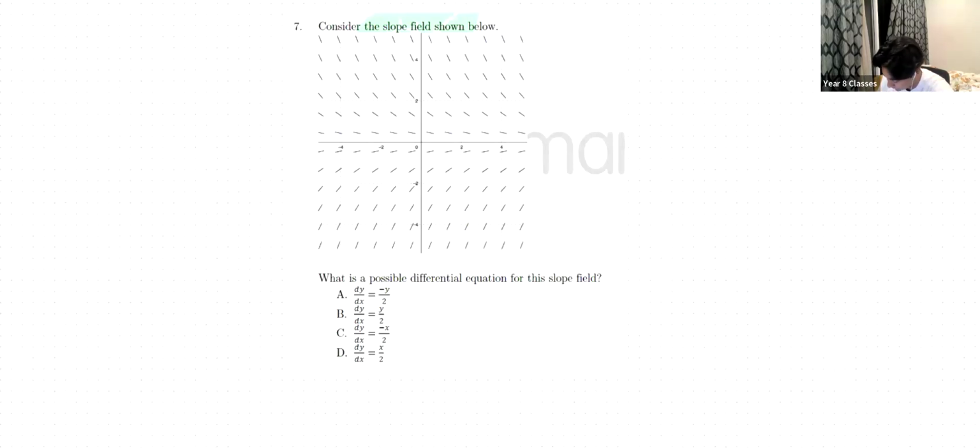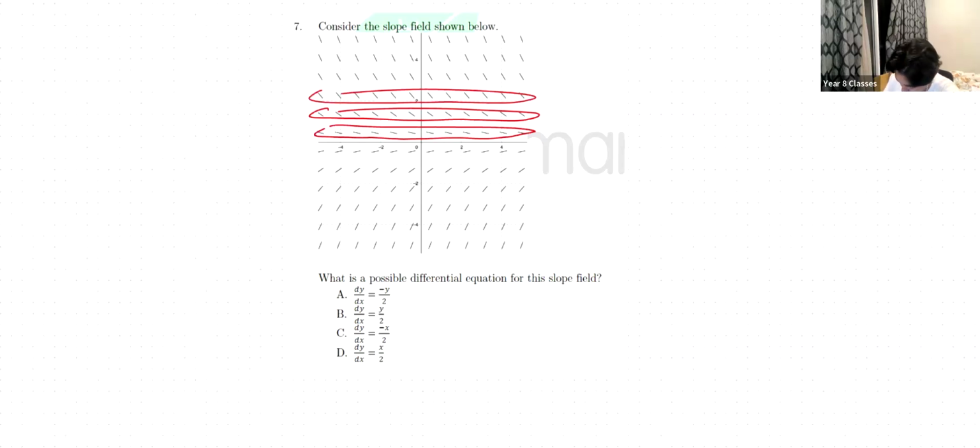With a question like this one, you can see that at every gradient, hold on, what is it? All of the gradients, if you're looking down the x-axis, are all the same. So these dashes all have the same slope. What that tells you is there's no x dependence, so there's no x in the derivative. So it can't be c or d. Then you're determining between a and b: is the slope going to be y on 2, or negative y on 2?